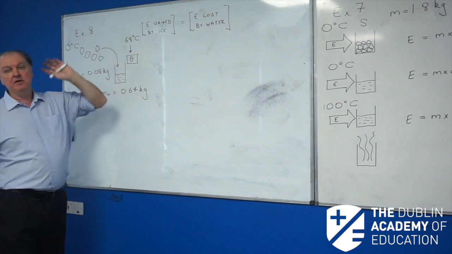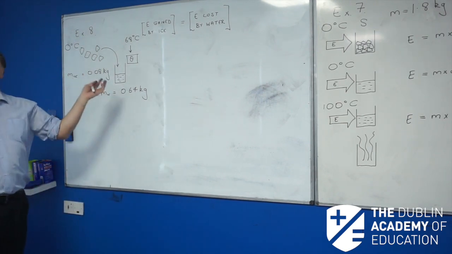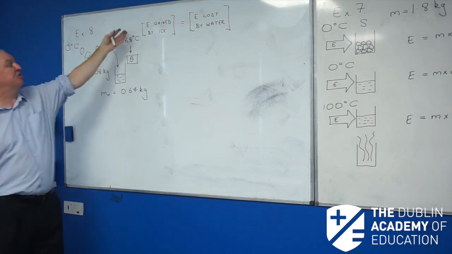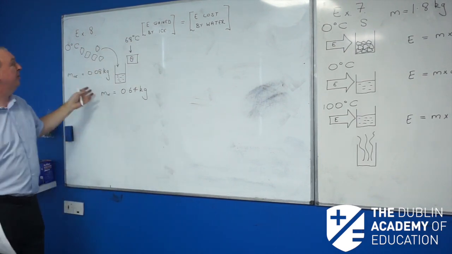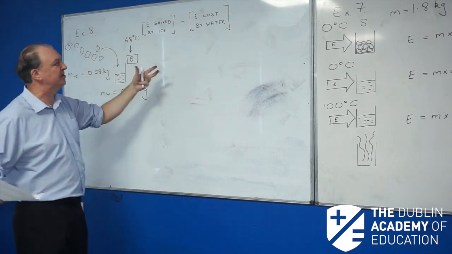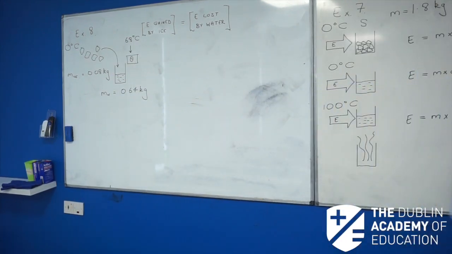So once again, I have my energy equation, which simply says one gains, one loses. Who gains? Well, the ice melts. So the energy gained by the ice. Who loses? Well, the temperature of the water is going to fall as a result of the melting ice. It's the energy lost by the water. Now, I've got to be careful.